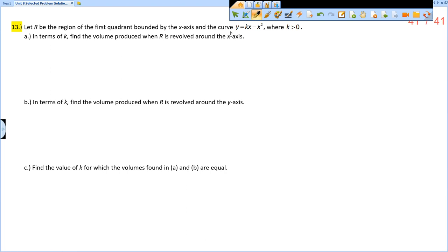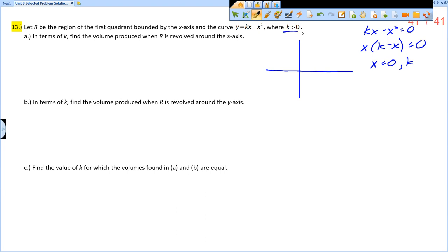So the first thing we need to do is come up with this drawing. If I have y equals kx minus x squared, what do we know? We know that it would be a parabola facing downwards, right? But then if we set kx minus x squared equal to 0, we could factor out x and get x times (k minus x). And so we would end up with x equals 0 and x equals k.